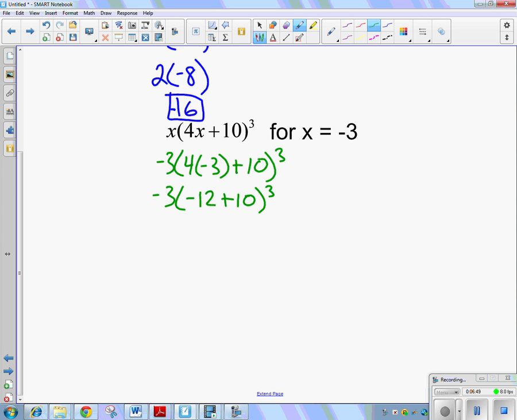Going to go ahead and add those two terms. Negative 12 plus 10 is going to be negative 2. Negative 2 cubed is going to be negative 8 again. So we have negative 3 times negative 8. And negative 3 times negative 8 is now going to be a positive 24.